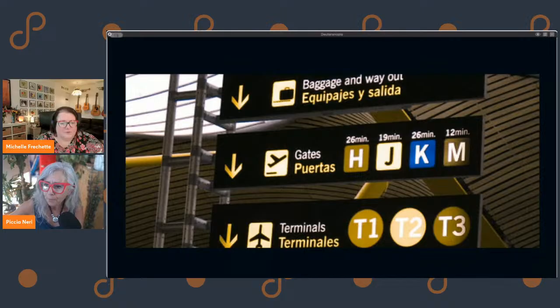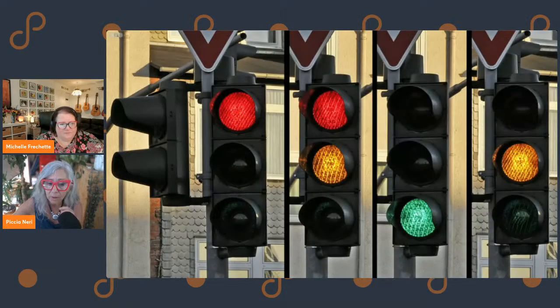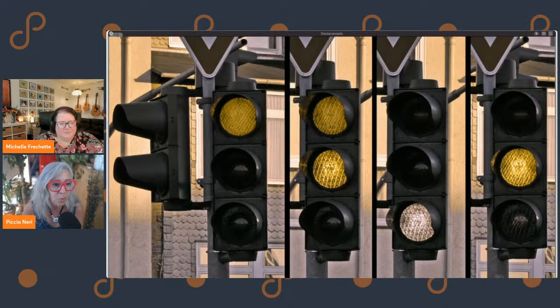And with traffic lights, it's not just about the color, is it? It's also about the position of the placement. We know that red is at the top and green is at the bottom. There's a convention that helps us work through it.